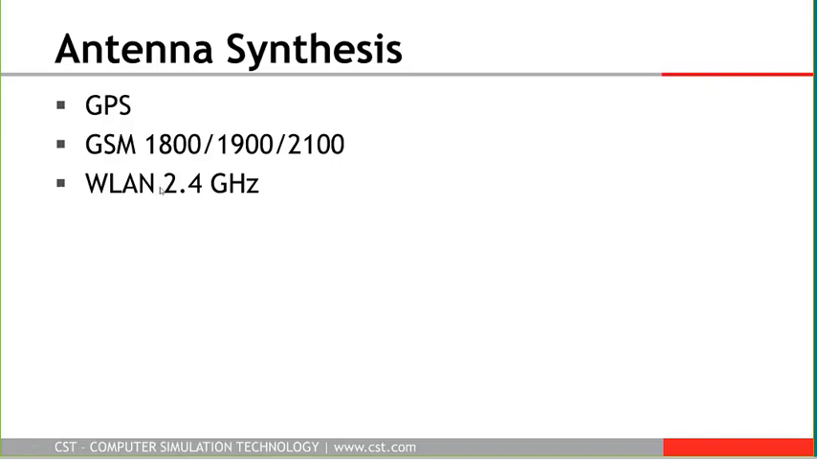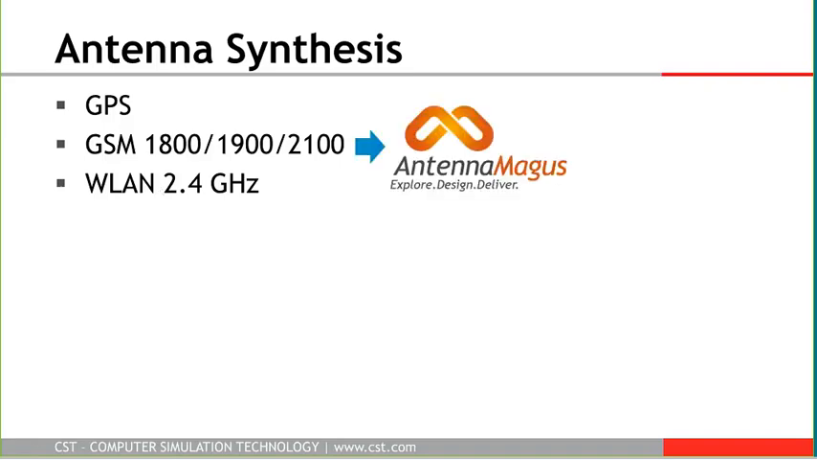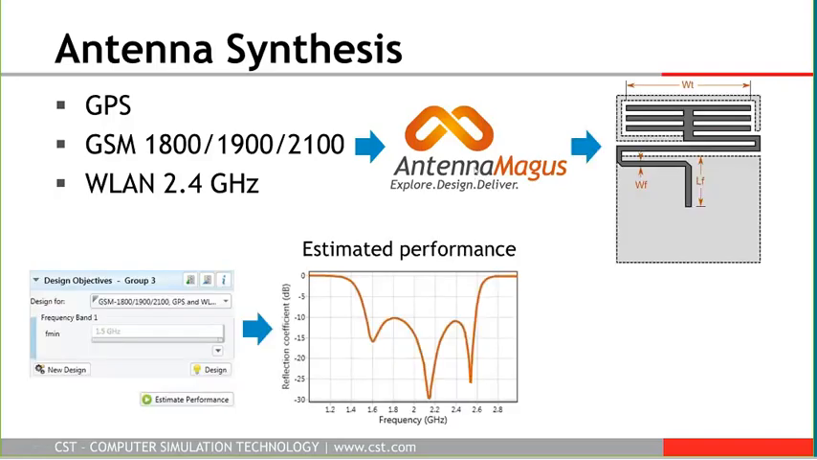The easiest way to get an antenna which fulfills these requirements is to put these requirements into a synthesis tool which is called Antenna Magus. Antenna Magus is a database where you can look for an antenna which can fulfill the requirements and choose maybe the one which is planar or which is easiest to manufacture or which is the smallest.